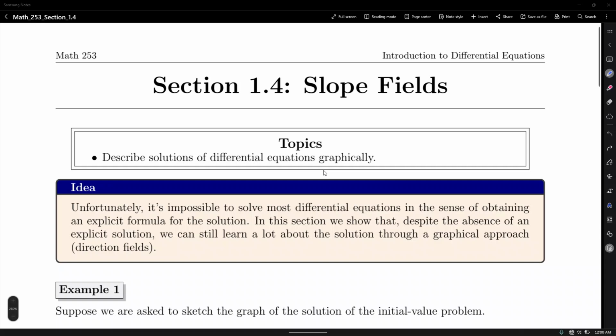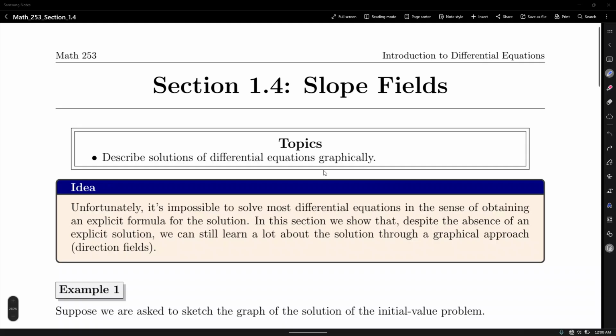Alright, so we cover section 1.4 on slope fields, also known as direction fields, oftentimes. In this section we will describe solutions to differential equations graphically. Up to this point, we have covered one method of solution to a differential equation, that is the method of separation of variables, which is the topic we covered in the previous section.